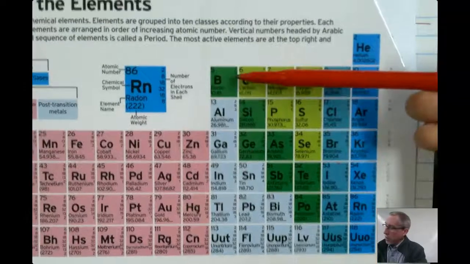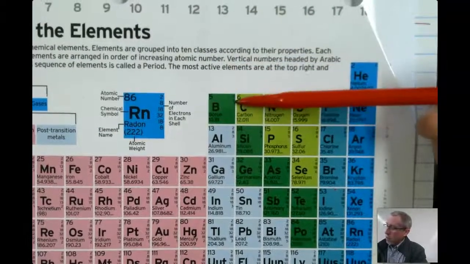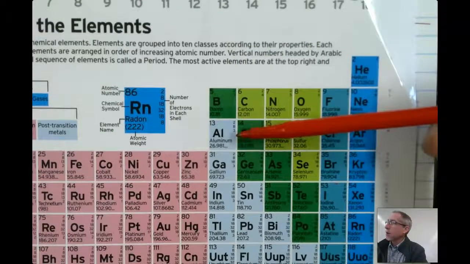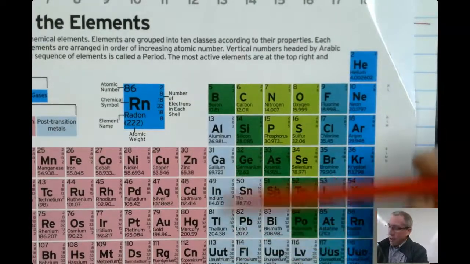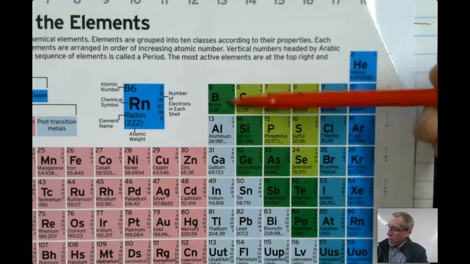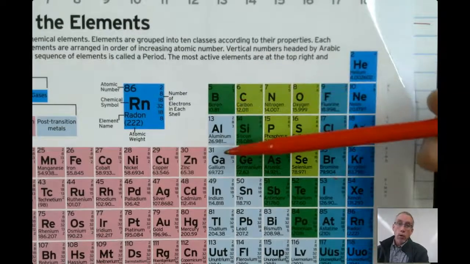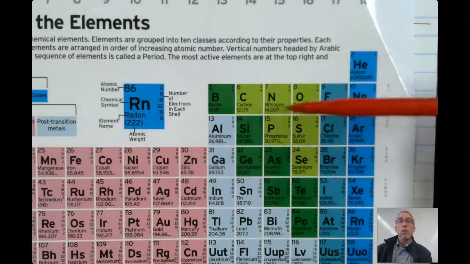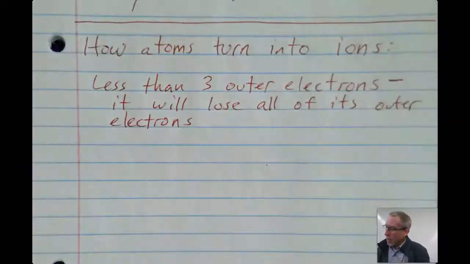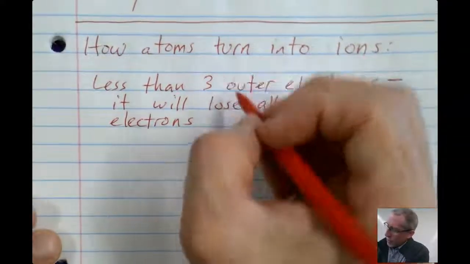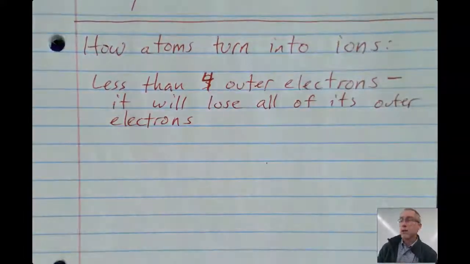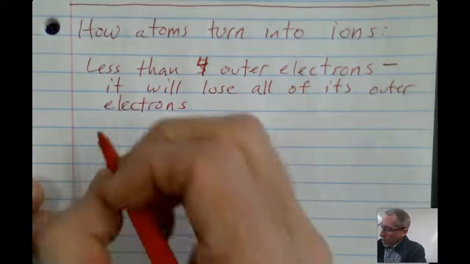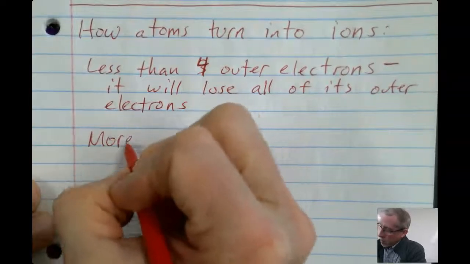And even some over here in the 13th group, they have 3 outer electrons. Now it turns out when you get further down here, it's getting a little bit involved, they're not very likely to do that, but up here at the top, if I ever ask you, you could say boron, aluminum, gallium, those are the ones that will lose 3. And I realize I should have said less than 4, because even if they have 3, they can still do that, okay?